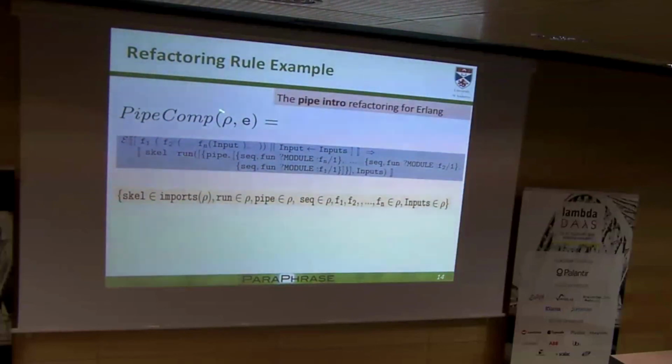So this rule here is called pipe comp. It takes an environment and an expression. So this is the thing that the programmer selected. They selected this expression and they want to introduce some kind of parallelism. So this bit at the top line says, I want to match, if the thing that the user selected matches it, so if it's basically a list comprehension, where it's got a function application here, I can simply refactor this into a call to Skel with a pipeline. And then we've got some conditions down here, so we check that things are in scope, etc., etc.